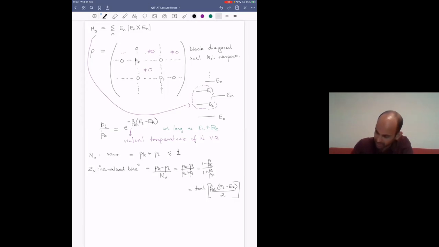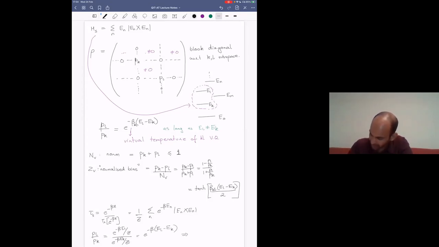One of the immediate consistency checks that we can do is, imagine that I actually gave you a thermal state of a large system. So imagine now I gave you tau of the system, which is e to the minus beta H upon the trace of the same, where I've just used the partition function for the trace, the sum over n of e to the minus beta E_n. So now if I take the ratio PL over PK, so I just pick randomly a pair of K and L, then what I find is that this is e to the minus beta E_L upon Z divided by e to the minus beta E_K upon Z, which in turn is simply e to the minus beta (E_L minus E_K).